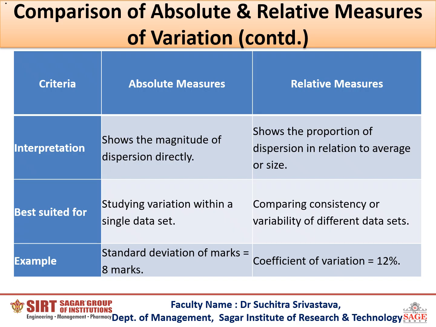Now, just an example, we can say that the standard deviation of marks is say 8 marks. Earlier I have given the difference between the highest and the lowest marks as say 10 marks in some particular case. Similarly, we can say that the standard deviation is of say 8 marks. Likewise, now if we were to express it as a relative measure, we could for example say that a coefficient of variation in the data set is say 12%.